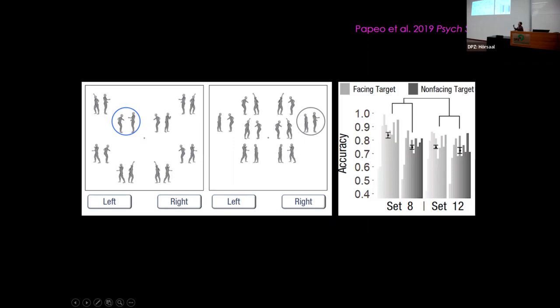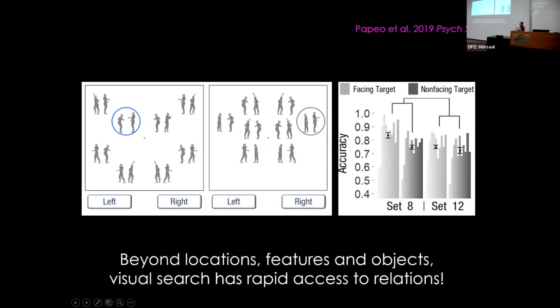Now, this was a very long line of research, in which we studied all the boundary conditions for this phenomenon. But the main result from this research was that, beyond locations, features, and objects, visual search, so visual attention, has rapid access to relations between objects, and in fact uses this information to give priority to facing, seemingly interacting bodies. So in a crowded environment, this is where we are more likely to look.